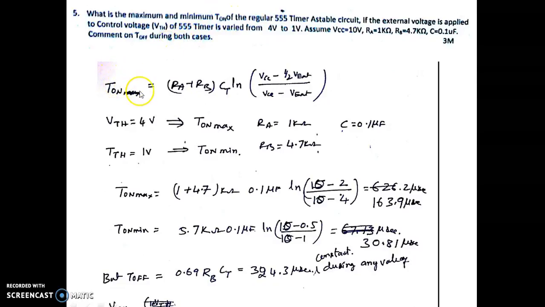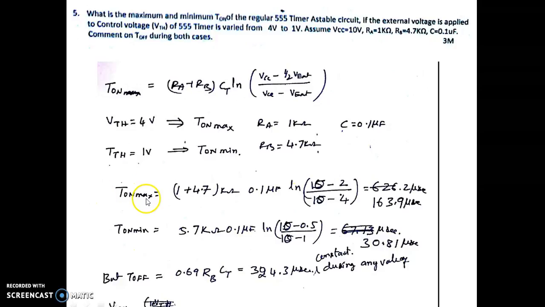We know that the on time is given by, because it is a normal circuit, we are going to include RA and RB during the on time, during charging. So RA plus RB into CT into ln of, since we have an external voltage which is 4 volt, this is a general expression for VTH to be 4 volt. By substituting the values of RA, RB and CT which are given here, we'll get the on time for VTH of 4 volt as 163.9 microsecond, and the on time for VTH of 1 volt happens to be 30.81 microsecond.